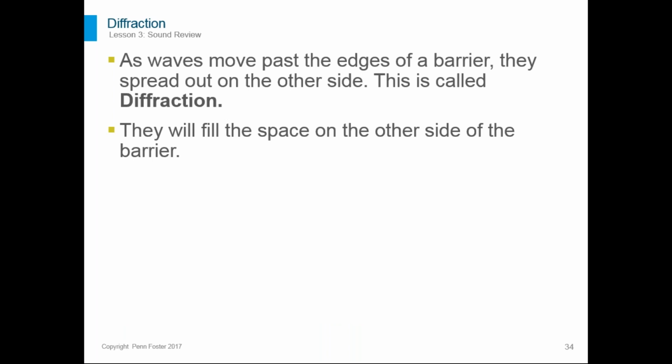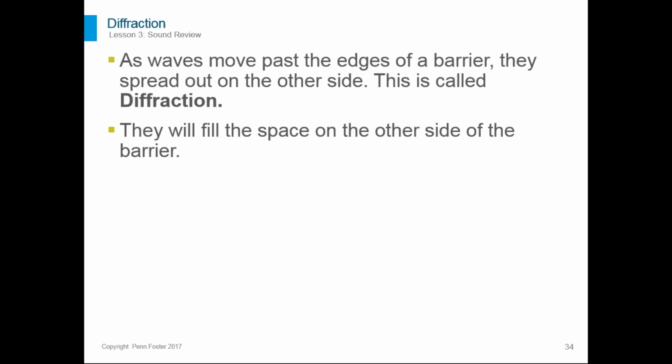And as sound goes through a crack in a barrier, you get something called diffraction. So diffraction is that the sound waves will kind of go around the edges and bend and spread out on the other side. And so they're going to fill the space on the other side of the barrier. So I'll bring up an animation in a second, but say you've got a soundproof wall that has a doorway in it. So as the sound hits the wall, it would get absorbed, so the sound can only go through the doorway.